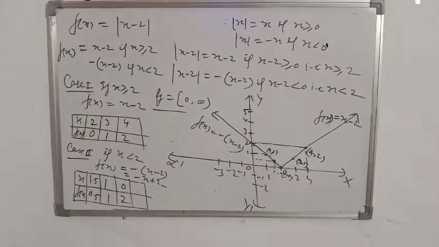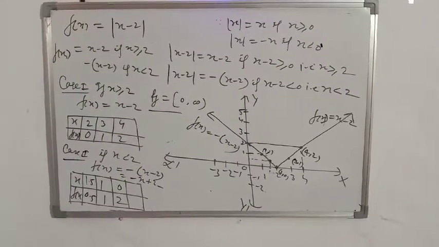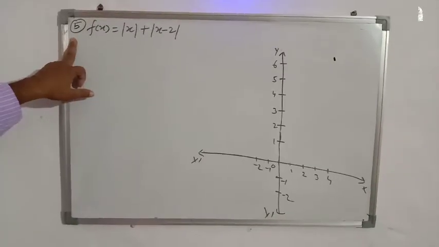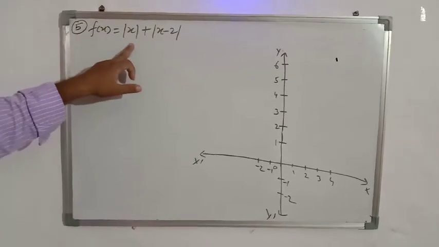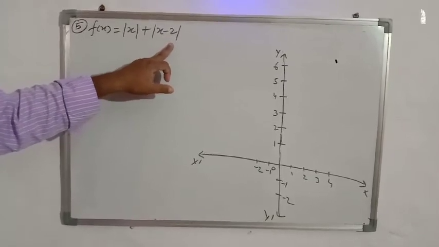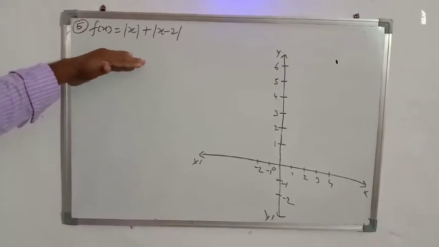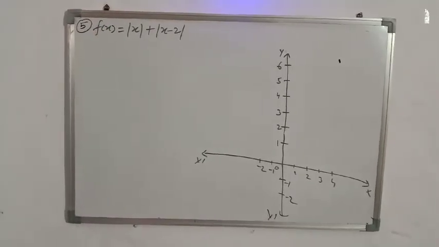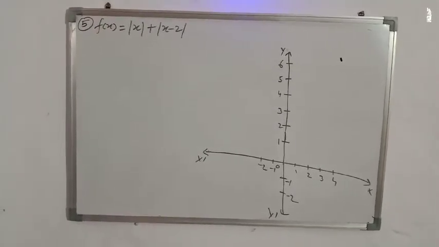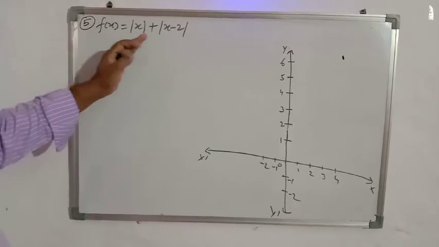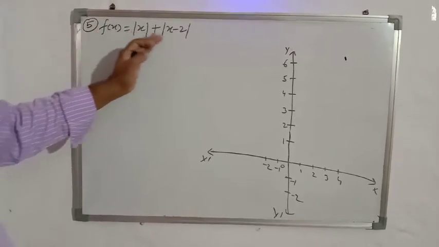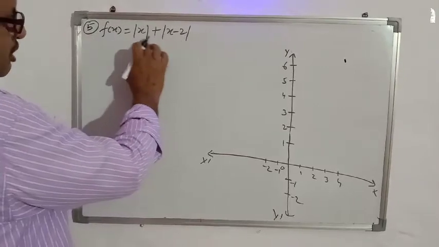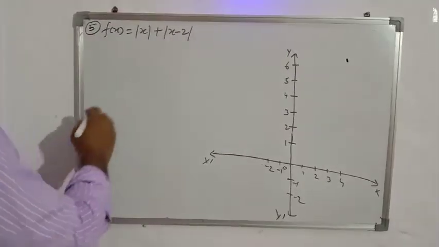Now we will discuss the last question of the exercise, question number 5. f(x) is equal to mod of x plus mod of x minus 2. We have to plot the graph of this function and also find its range with the help of the graph. One example I have explained already, how we can plot the graph of mod x minus 2. Here is the sum of two functions, mod x and mod x minus 2.